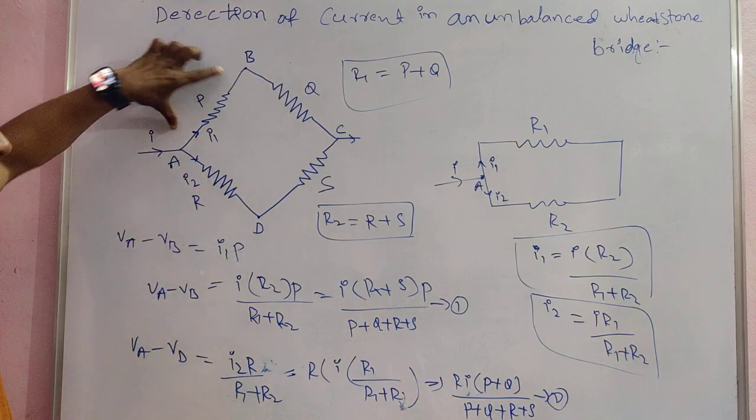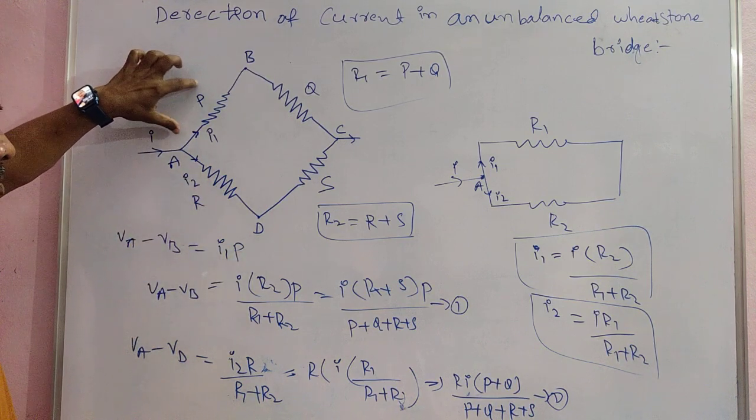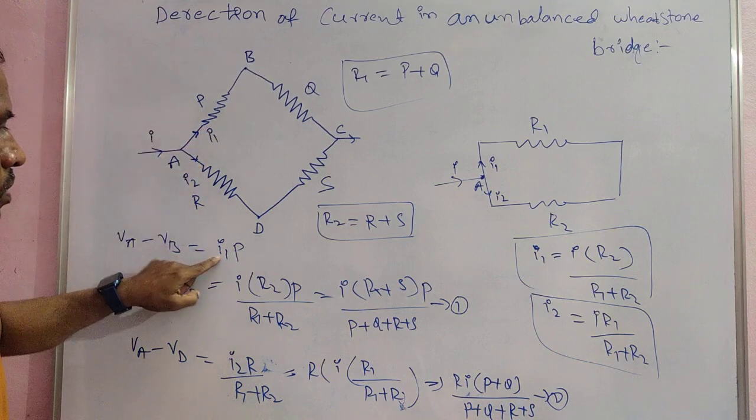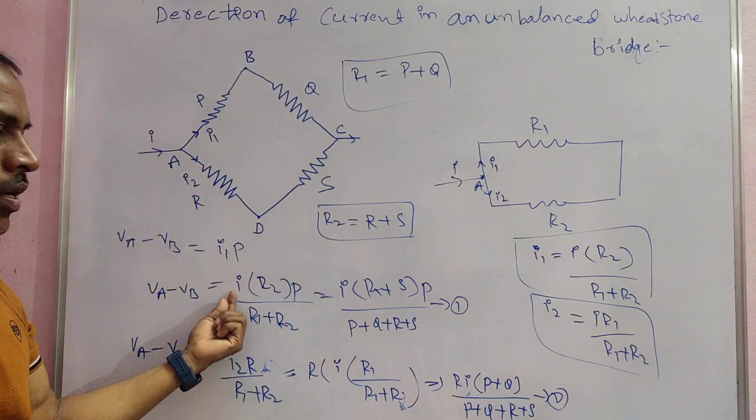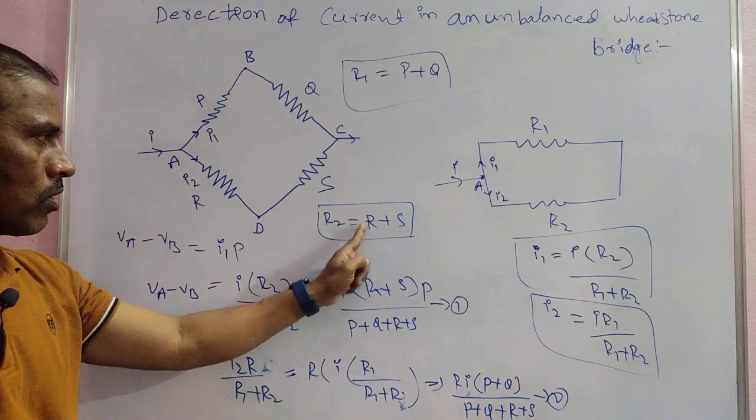This is the potential difference: resistance P into I1 is equal to this formula, the total current I into the opposite resistance R2, nothing but R plus S.